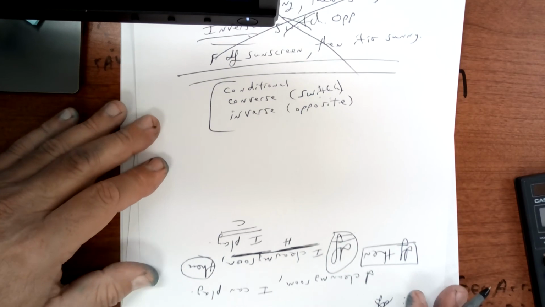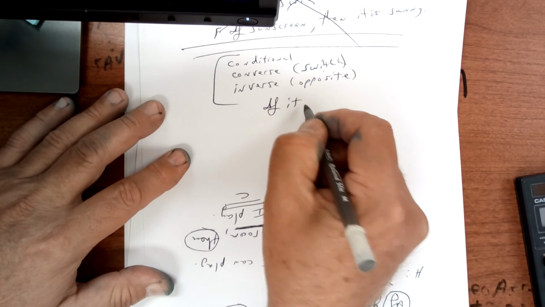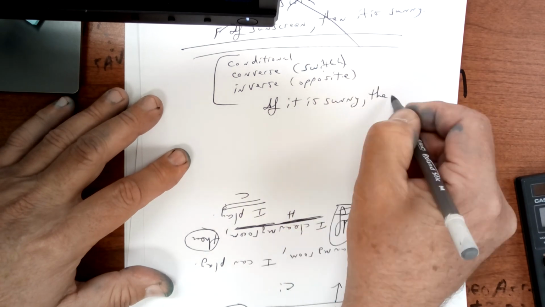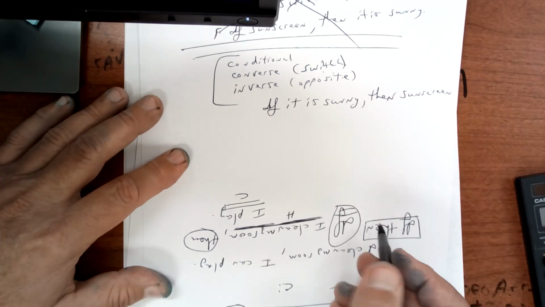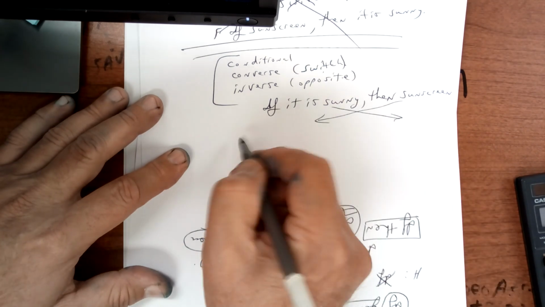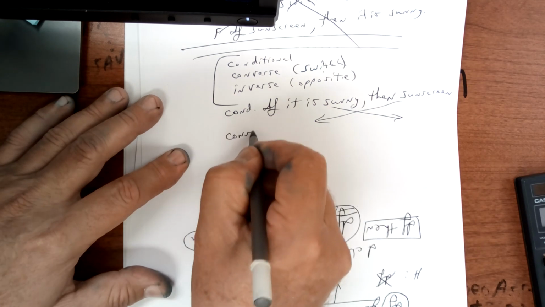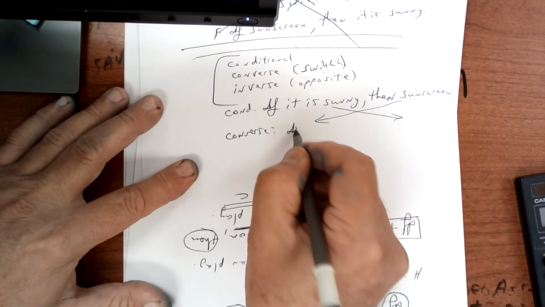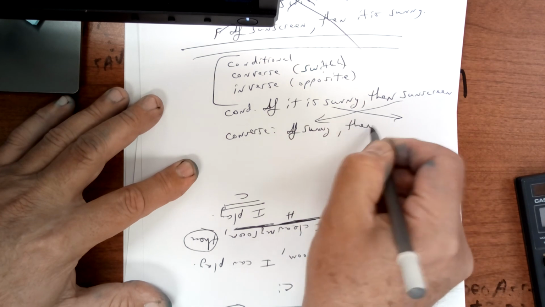Let's start fresh. If it is sunny, then I wear sunscreen. Copy that down. The converse is switch. So you're going to move this one and these like that. So the converse, that's your conditional. Your converse, you're going to switch. So you're going to say, if I wear sunscreen, then it is sunny.